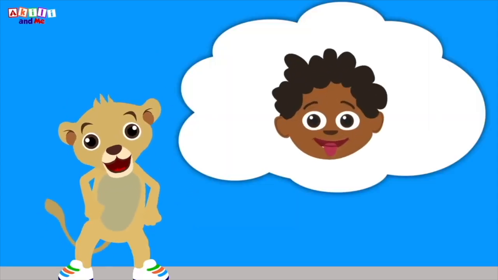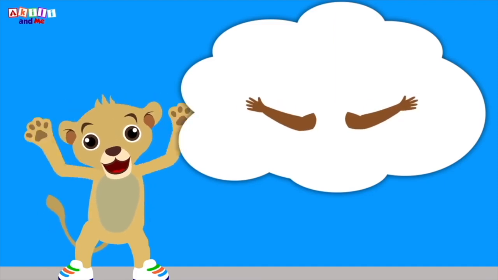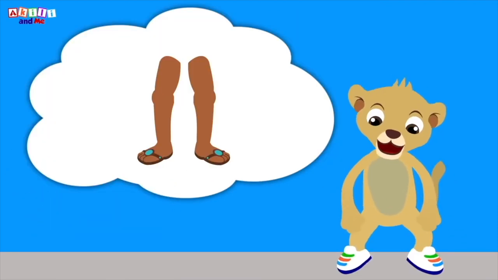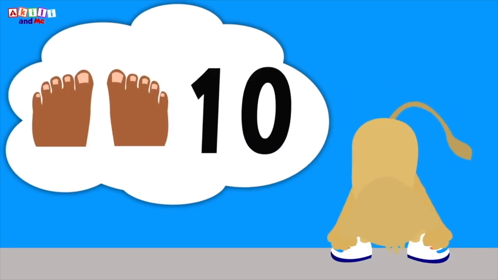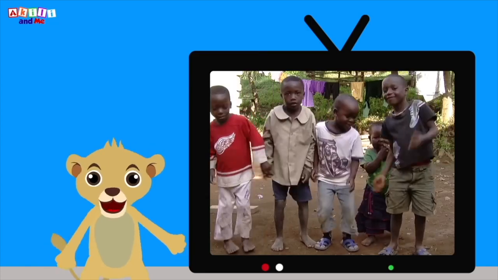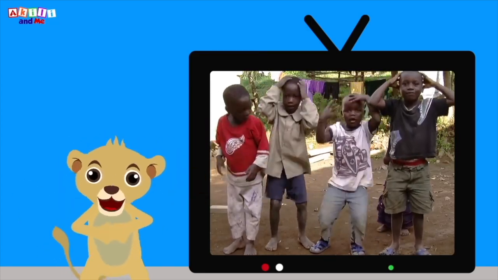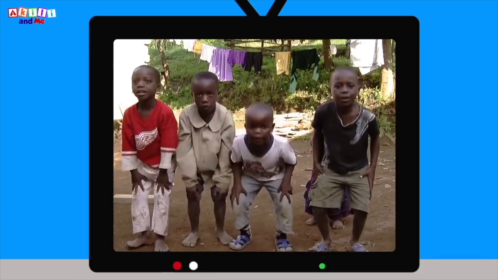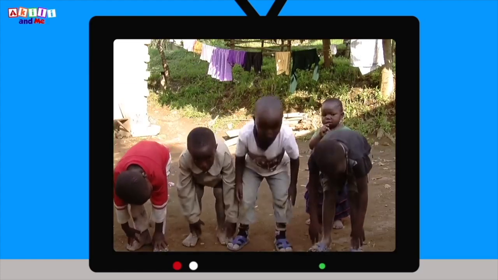When I say touch your head, touch your head. One. When I say touch your arms, touch your arms. Two. When I say touch your legs, touch your legs. Two. When I say touch your toes, touch your toes. Three.